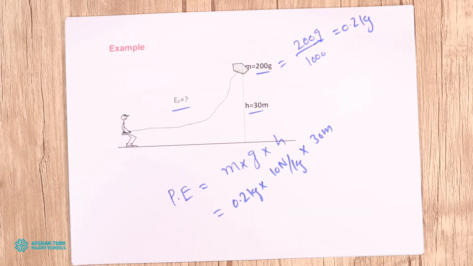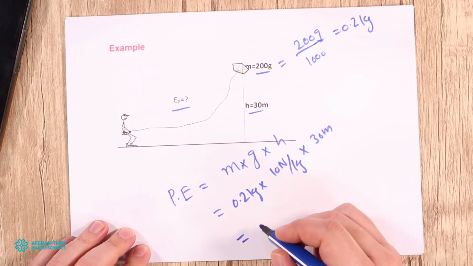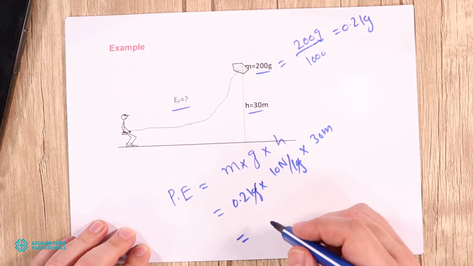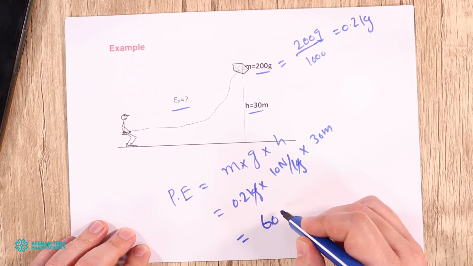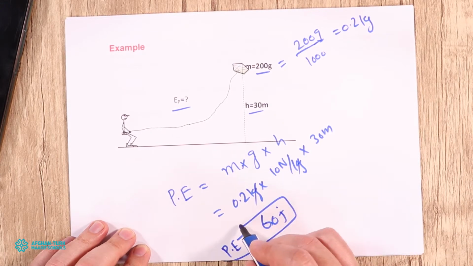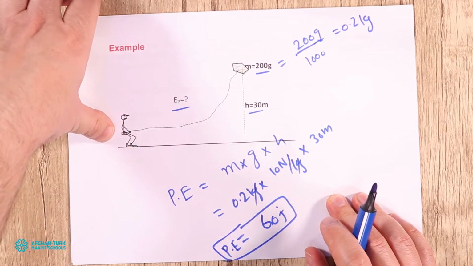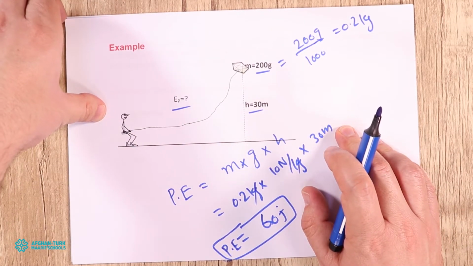0.2 multiplied by 10 multiplied by 30. So the kilogram will be cancelled with this one. If we calculate the value, this is equal to 60 joule. So the potential energy of the kite, which is 30 meter above the ground, is equal to 60 joule. Okay, let's move to the next page.